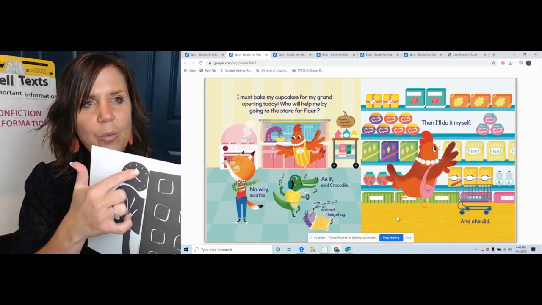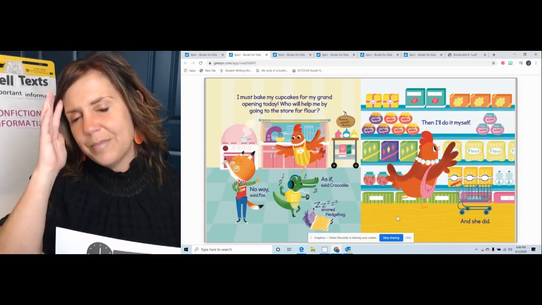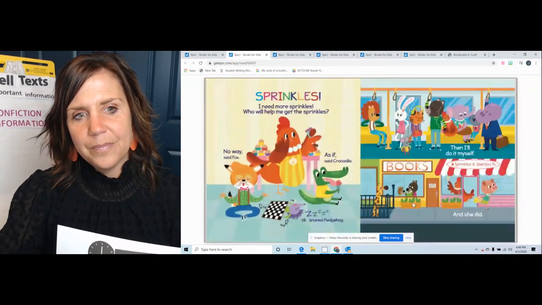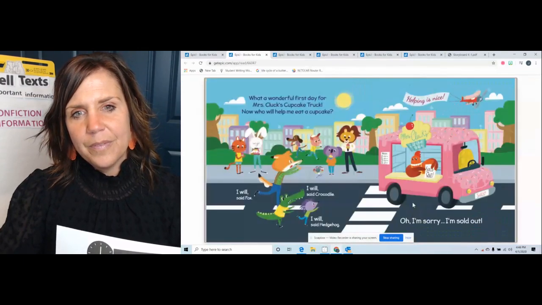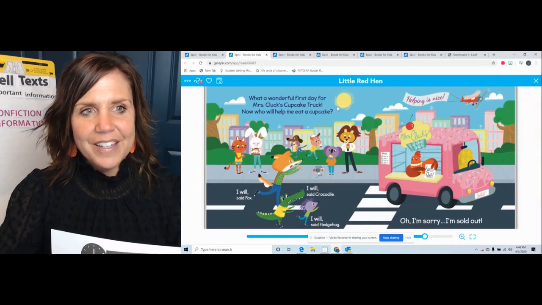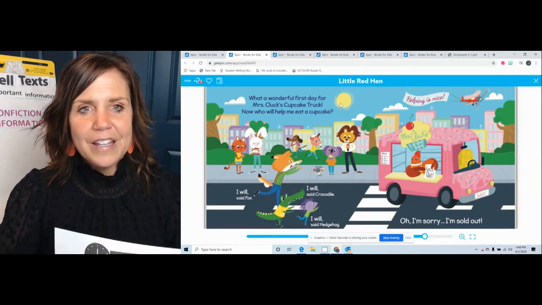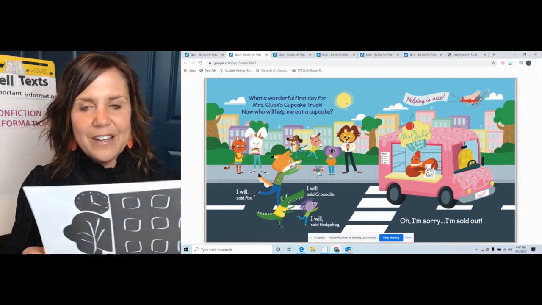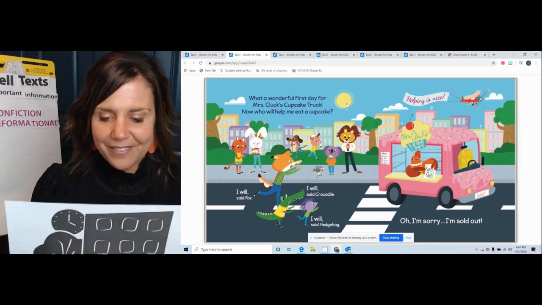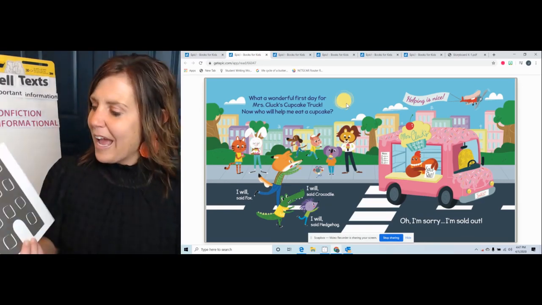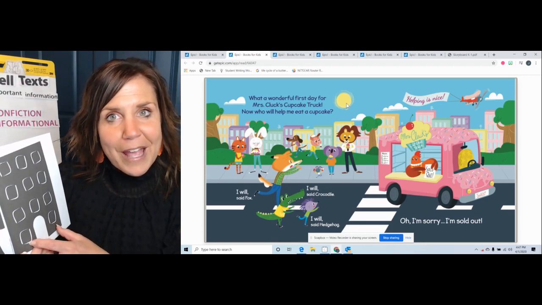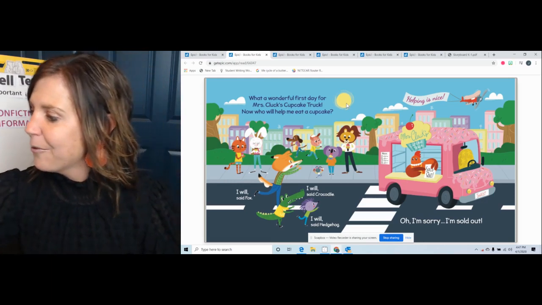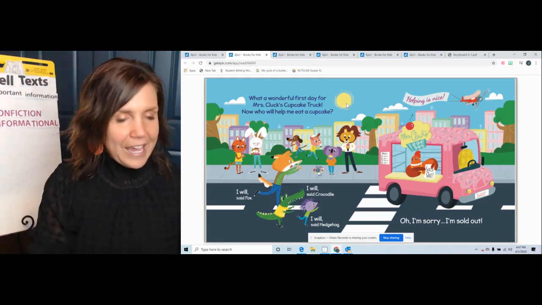When do you think this takes place? Think for a second. When do you think it happens? Are you thinking daytime? Yeah. She opened it up and I see a sun in the picture. So it's during the day when people would be out buying cupcakes, right? Great job. So it happens at Little Red Hen's house, and in her cupcake truck, and it's daytime. Great job.